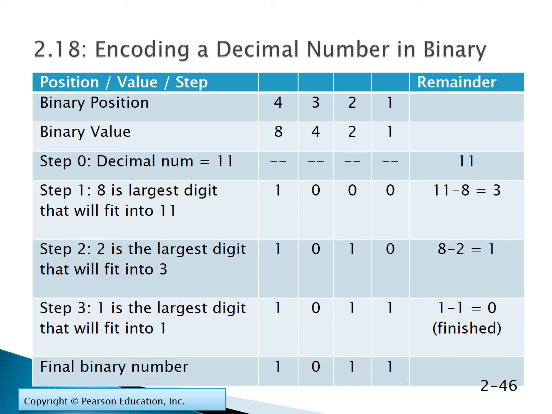But 3 is greater than 2, right? So this one should have a digit 1. I think there's a typo here: it should be 3 minus 2 equals 1. So we have the difference of 1, and this one will also be 1. At the end, because 1 minus 1 is 0, you basically finish the conversion. So the final binary number is 1011.